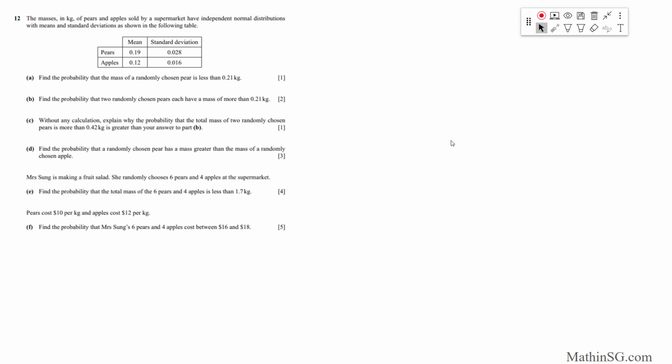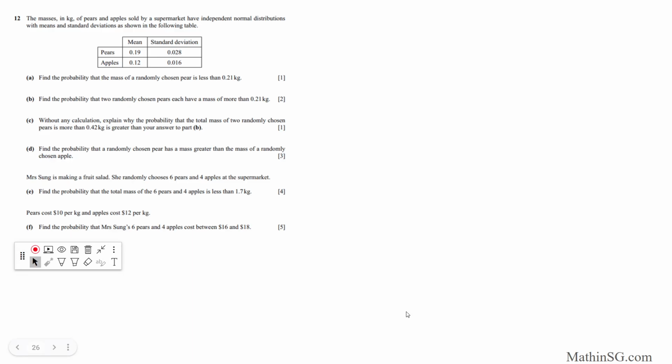Now let's move on to question 12. Question 12 is a normal distribution question. The masses in kg of pears and apples sold by a supermarket are independent normal distributions with means and standard deviations as shown in the table. Find the probability that the mean of a randomly chosen pair is less than 0.21 kg.